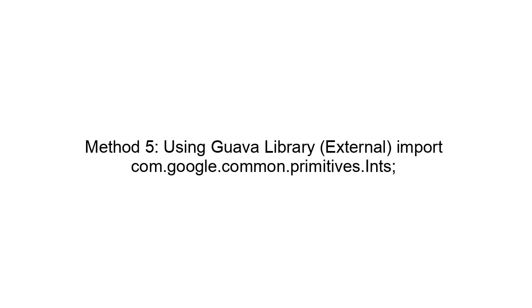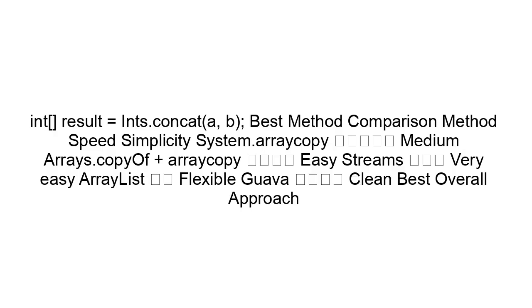Method 5. Using Guava library, external. Import com.google.common.primitives.Ints. int[] result = Ints.concat(a, b).